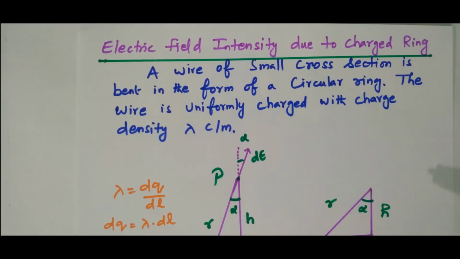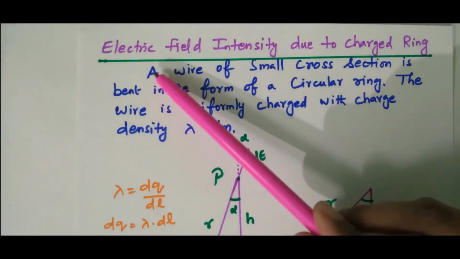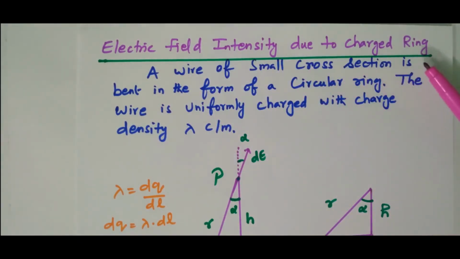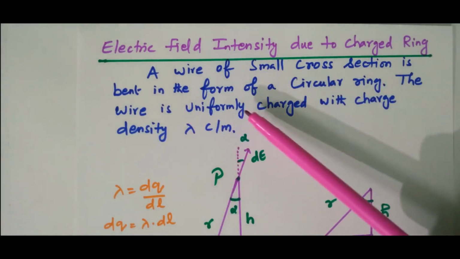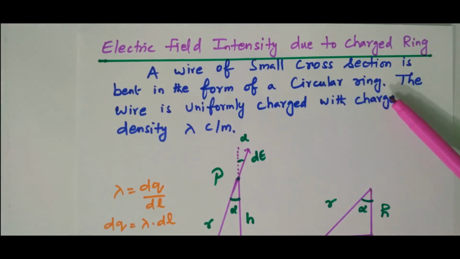Now, followed by the disk, we will see the charged ring, the electric field intensity due to the charged ring. What is this charged ring? A wire of small cross section is bent in the form of a circular ring. One lengthy wire is available, and the two ends are joined together to form the circular ring.